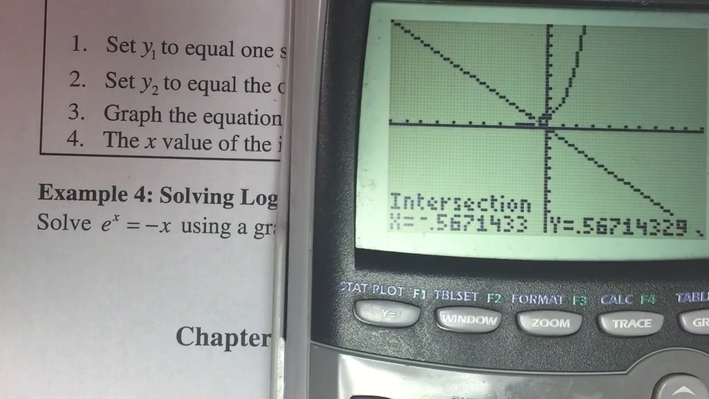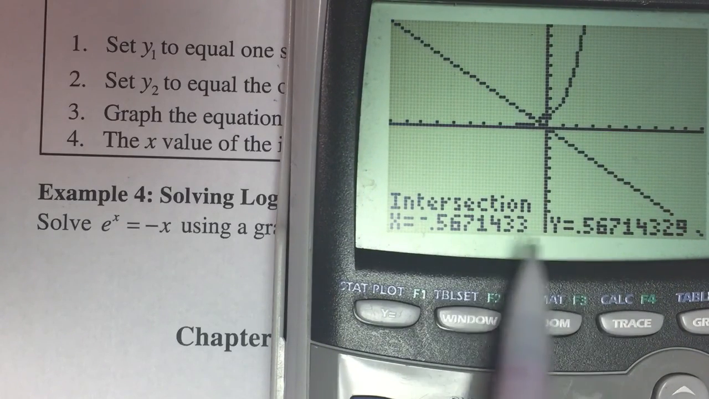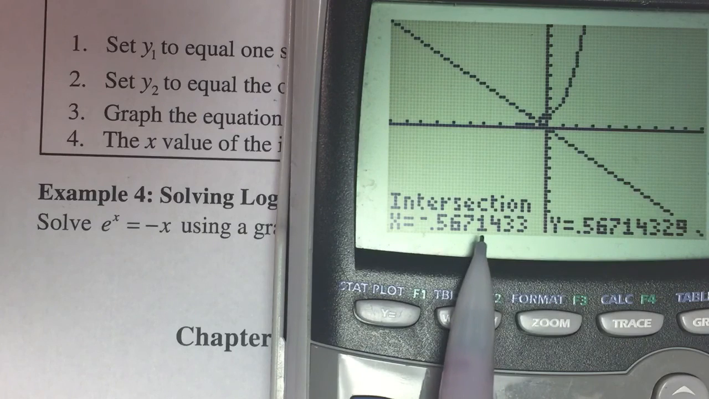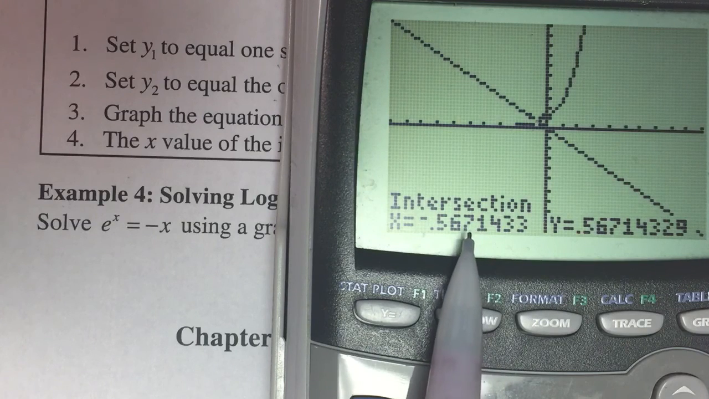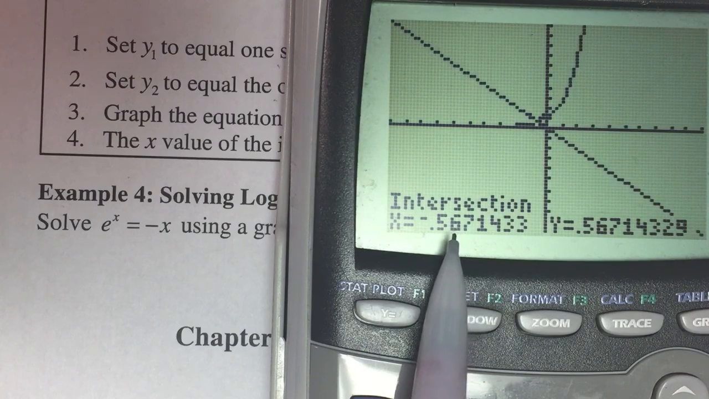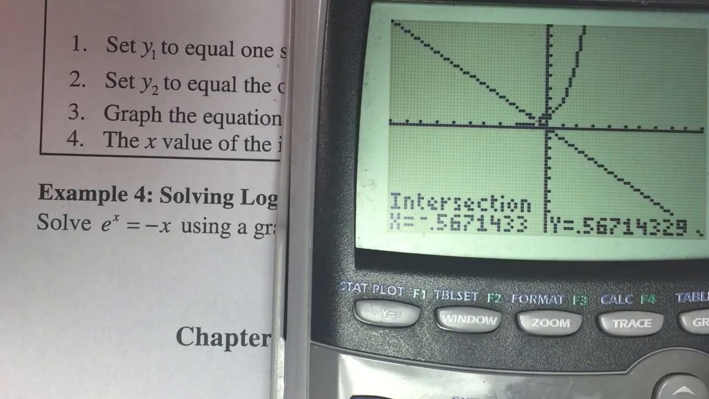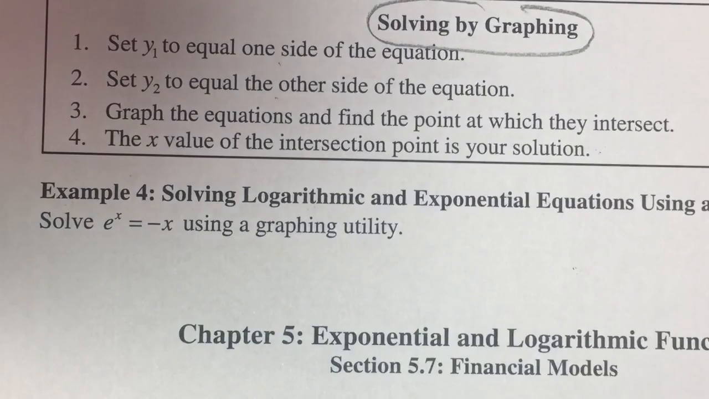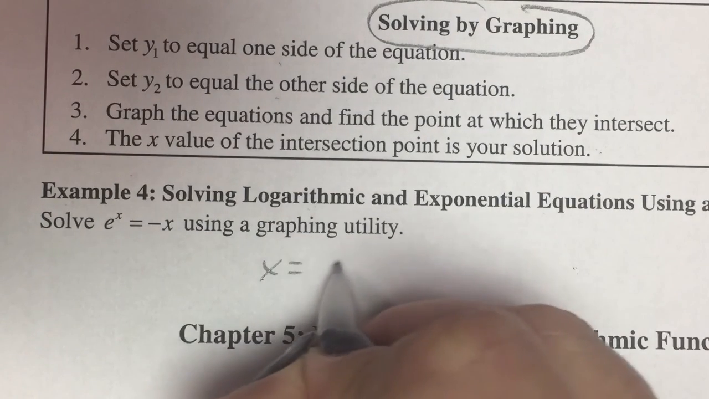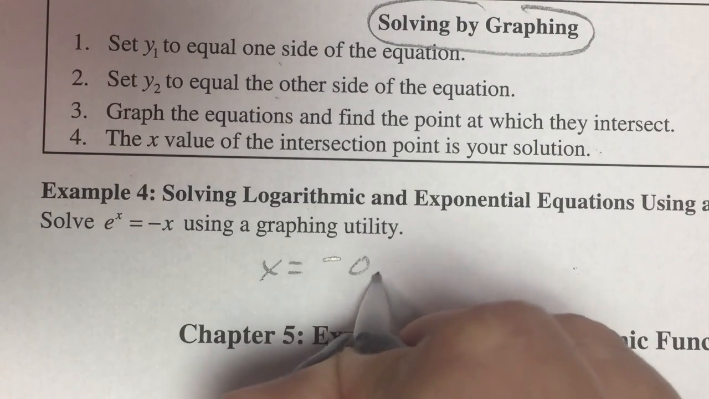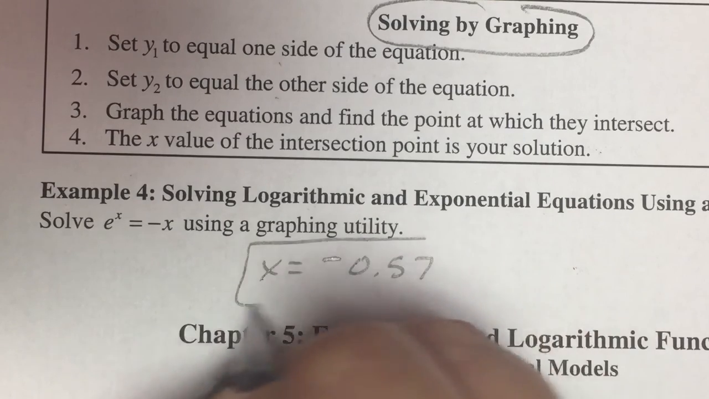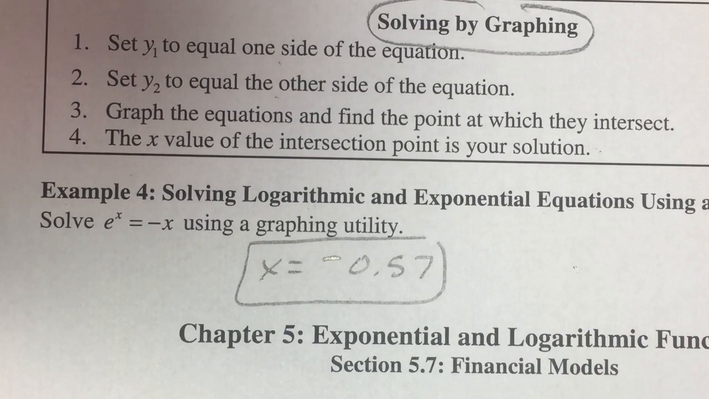So you can see, now again, this is the point where the two graphs intersect. I'm solving an equation for x, so I only want the x. So if I round this, it looks like it's x equals negative 0.57. And that is how you solve for x using the grapher.